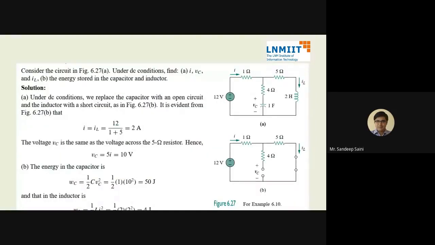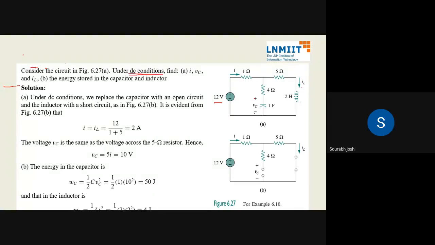So I have a circuit now which has a combination of inductor and capacitor. There is one capacitor here and one inductor here, and we are asking what is the voltage across this capacitor and what is the current flowing in this branch, if this is a 12 volt source attached here, and 1 ohm and 5 ohm resistances are there. So we say, okay, these are DC conditions.